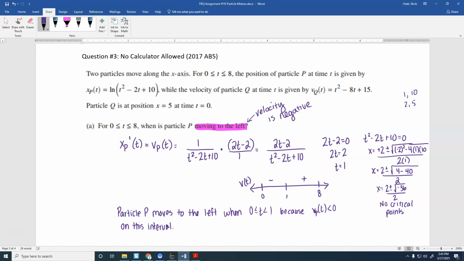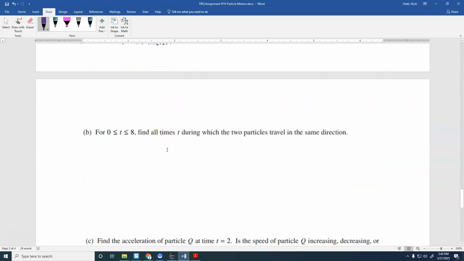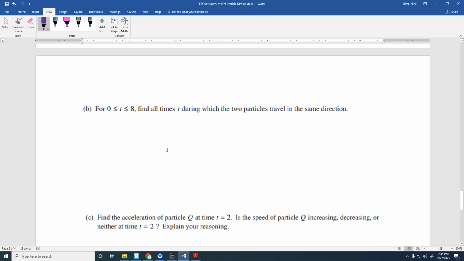Okay, questions on that? So on that part, you want to remember, if your particle is moving to the left, velocity is negative. That's what you're looking for in this case. All right, let's keep going. For 0 to 8, we are supposed to find all times at which the two particles travel in the same direction. Thankfully, we have already found direction of travel for the first particle, particle P. So we pretty much have to do the same thing for particle Q, right? But do we need to take a derivative for particle Q?